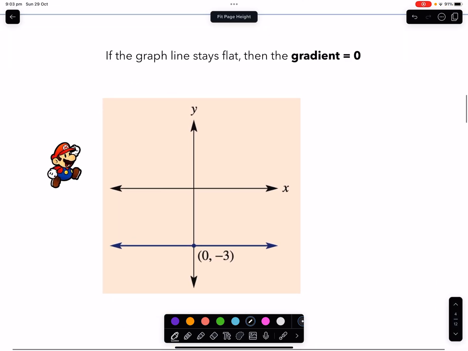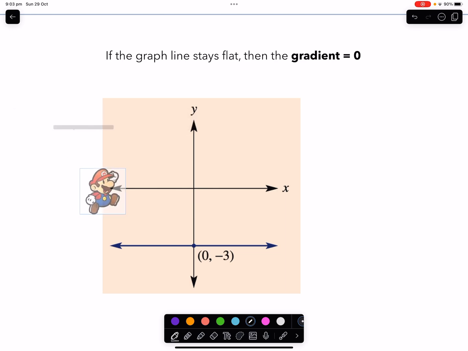All right, looking at some other scenarios because the chapter is insisting we look at these scenarios too. If the graph line stays flat, so here's Mario and he's following the line, is this graph line steep or is it kind of flat? Well, it's flat, so there's no steepness to it. So no steepness would mean that the gradient is 0. So that one should be clear.